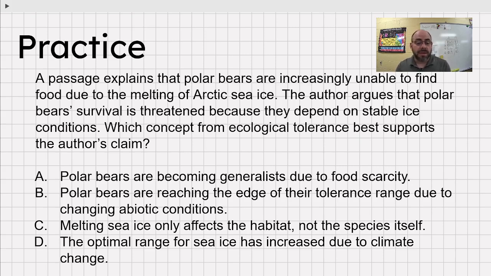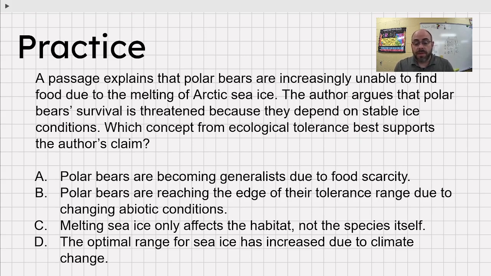A passage explains that polar bears are increasingly unable to find food due to melting Arctic sea ice. The author argues that polar bears' survival is threatened because they depend on stable ice conditions. Which concept from the ecological tolerance best supports the author's claim? Pause the video. All right, here we go.